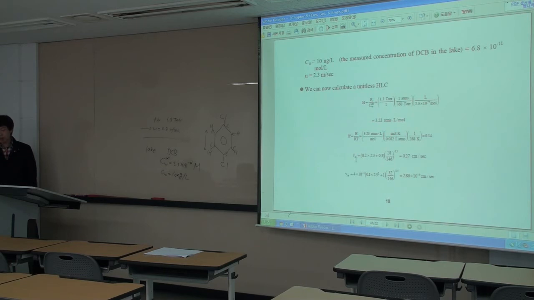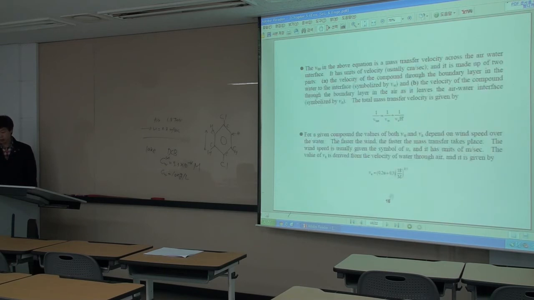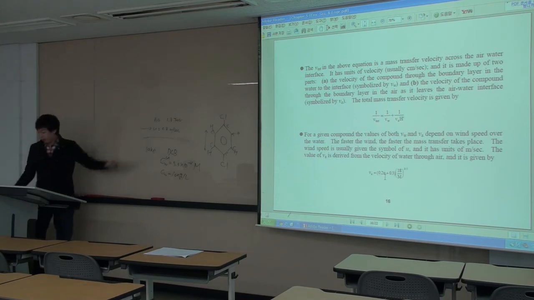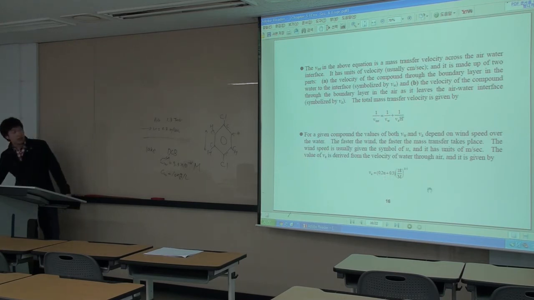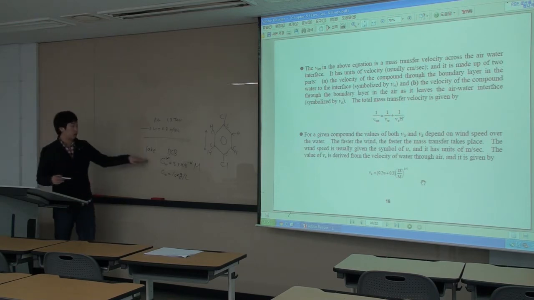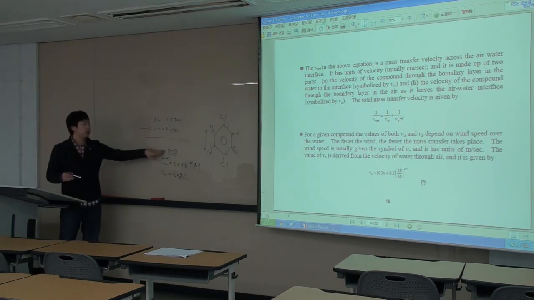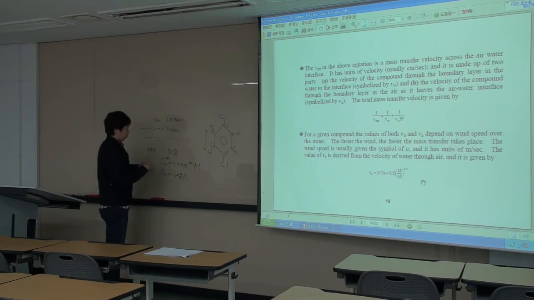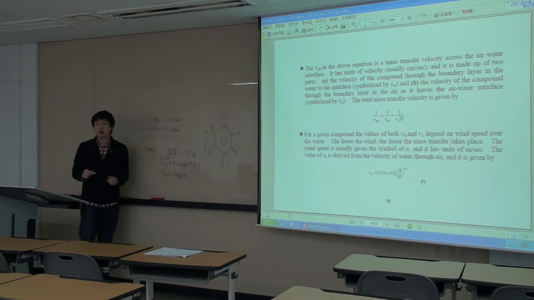And let's see the VA. The equation was like this: 0.2 u, where u is this wind velocity, and this large M is the molecular weight of this compound, DCB. So the M is 146.